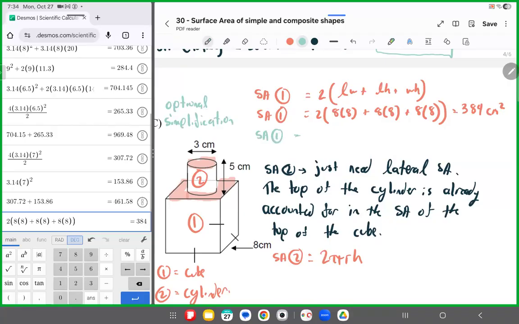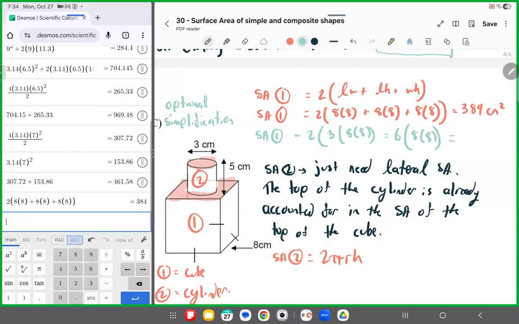Okay, so we have 8 times 8 plus 8 times 8 plus 8 times 8. So there's actually 3 of them, right? So it'll be 2 times 3 times 8 times 8, since you could think about this as 1 squared plus 1 squared plus 1 squared equals 3 squares. And then 2 times 3 ends up being 6 times 8 times 8. So that's actually the simplification for that. And if you were to type 6 times 8 times 8 into your calculator, it gives you that same answer of 384. So that's a way you can simplify this down.